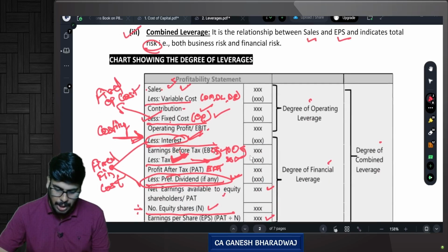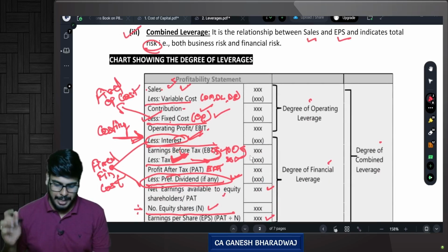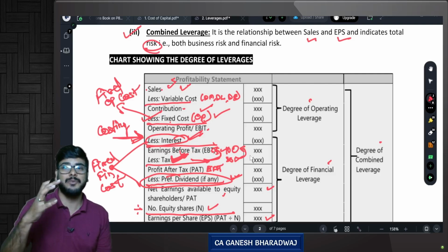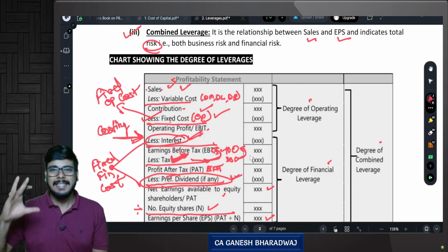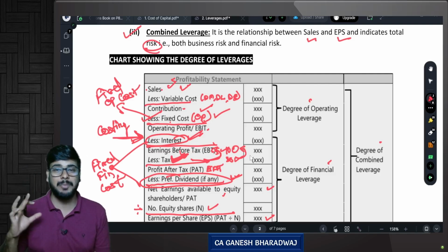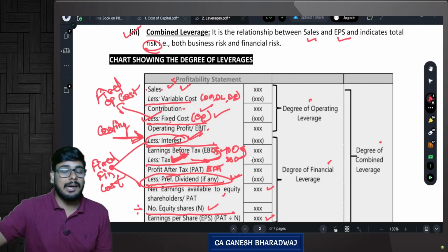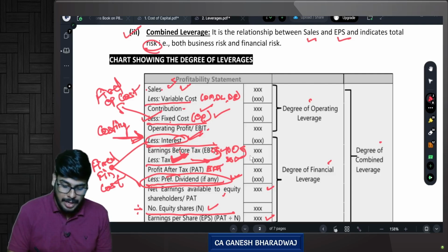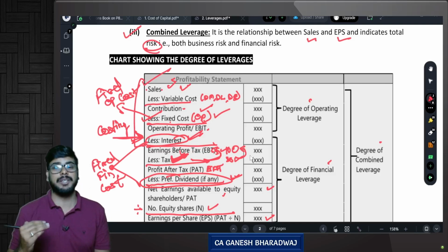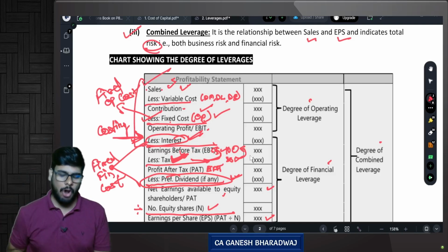Now, operating leverage is actually something that is concerned with your business risk. This has nothing to do with your financial items. It has something to do with your business risk. Or in other words, your operating leverage is calculated in your costing area. That is the first half of this profitability statement, where you calculate your operating leverage.